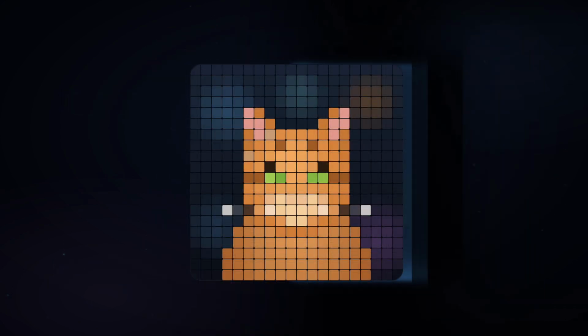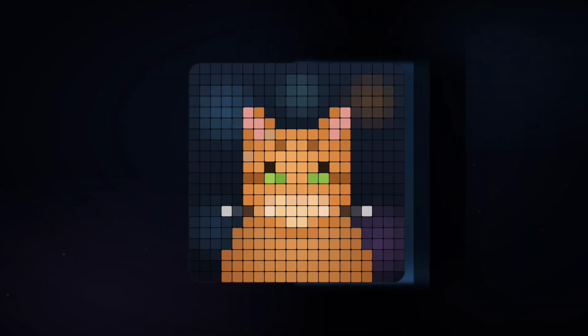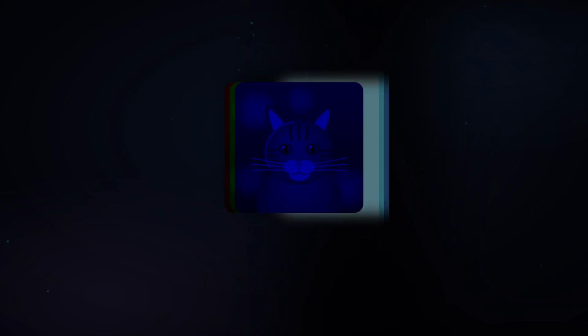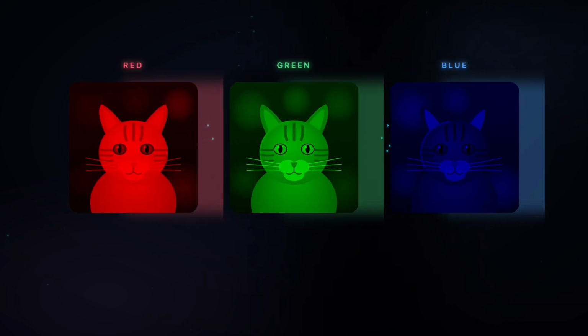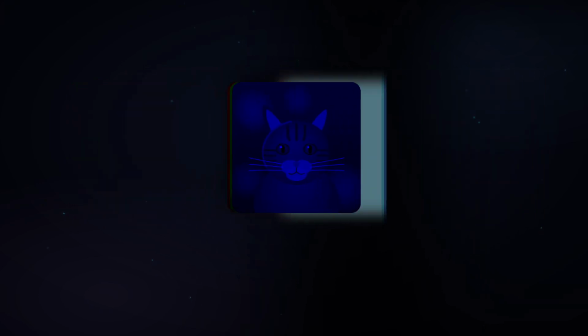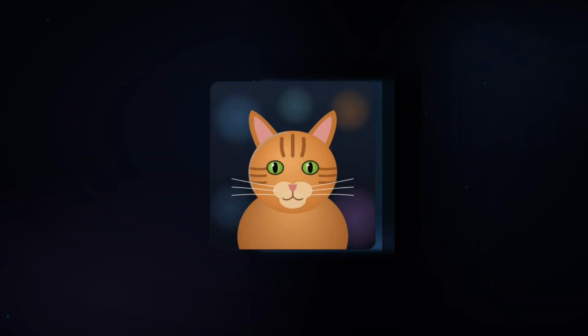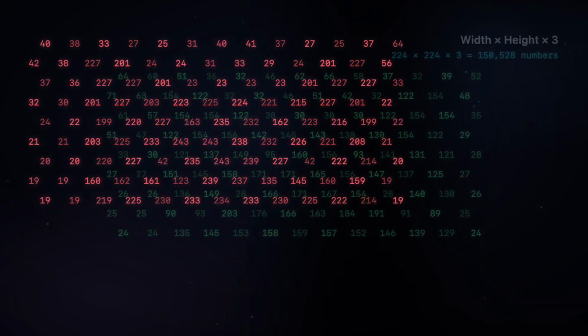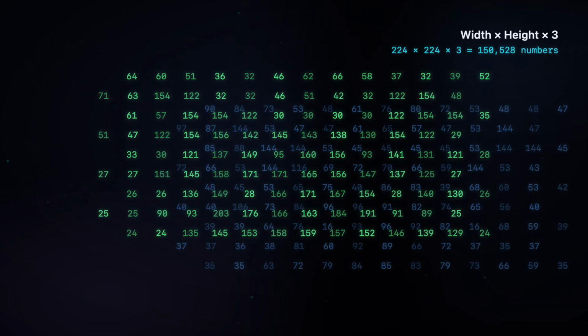Now, here's something interesting. You might think every pixel stores a color, but it actually stores three separate values. One number tells the computer how much red there is, another tells it how much green, and another tells it how much blue. Every single color in every digital photo is created by combining these three channels together. So instead of seeing a picture of a cat, the AI receives three enormous matrices of numbers, one red, one green, and one blue.